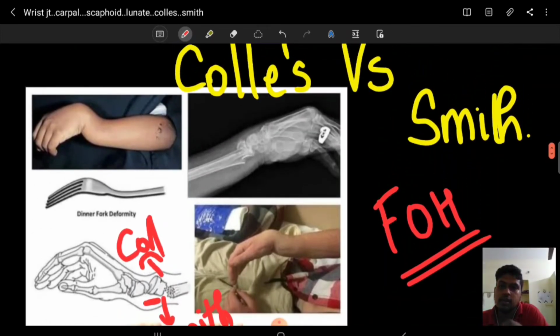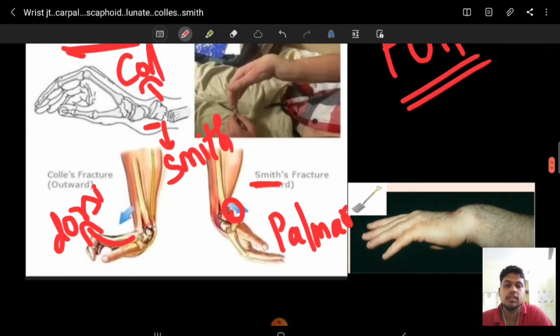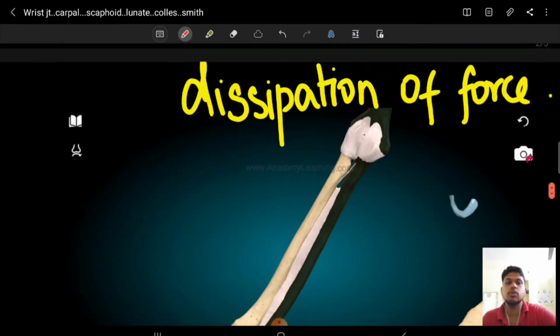As you can see here, this is an untreated Colles fracture which led to one deformity called dinner fork deformity, which looks similar to a dinner fork. And untreated Smith's fracture can lead to a deformity called garden spade deformity. So this is a garden spade. It may lead to garden spade deformity. These are some important things to remember.